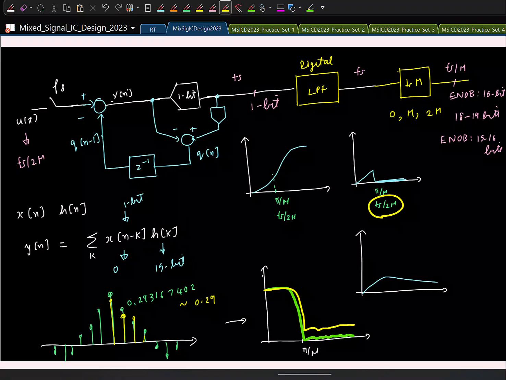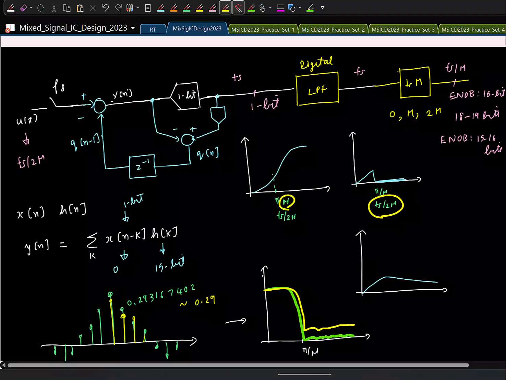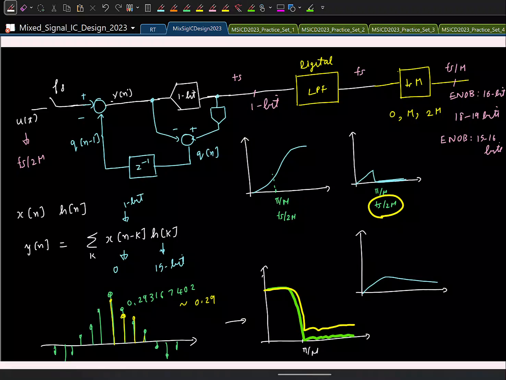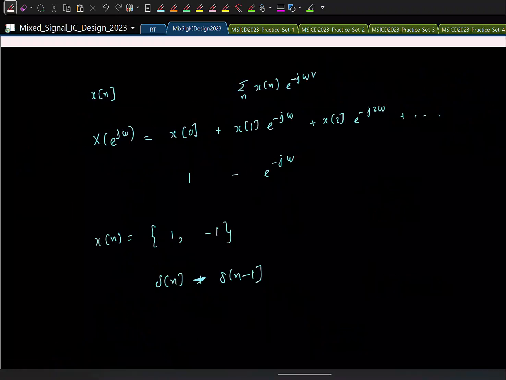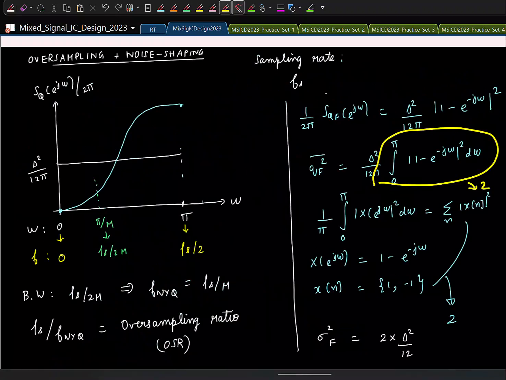So hopefully now, at least qualitatively, you are convinced that by choosing a large oversampling ratio, I can increase my SQNR. So now let's quantitatively estimate how much improvement we can get. I am interested in finding the quantization noise power within my signal bandwidth. I am trying to find the quantization noise power after noise shaping within the signal bandwidth. I have to take the area from 0 to pi by M. Here it was computed from 0 to pi, and now I have to do it only to pi by M. So let me copy this.